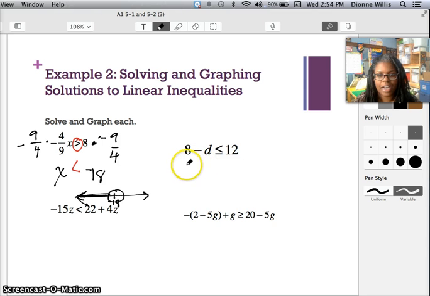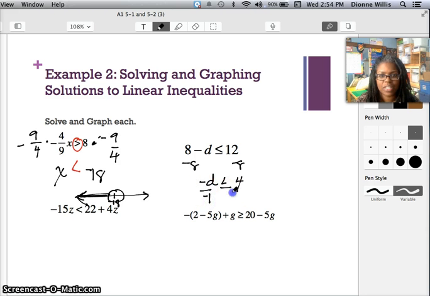Over here, what am I going to do here? I'm going to subtract 8 from both sides. I get -d is less than or equal to a +4. Now, I don't want to solve for -d. I want to solve for +d, so I got to divide both sides by -1.